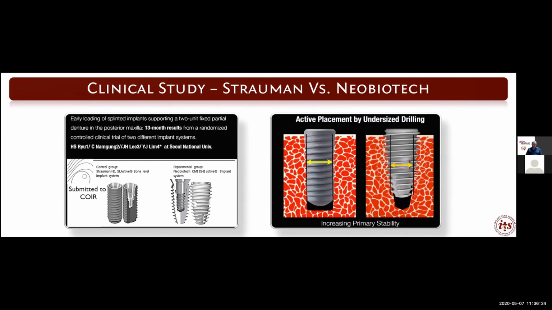To address this point, I refer to a study comparing a Straumann implant to a Biotech IS2 active implant. The study compared early loading of splinted implants supporting a 2-unit fixed restoration. After 13 months, there was enhanced primary stability with the Biotech implant compared with a straight-walled Straumann implant. And the reason for this, or one of the reasons for this, is bone compaction.